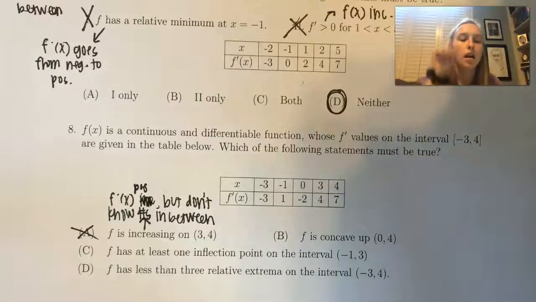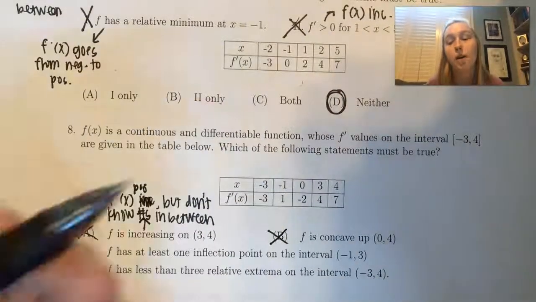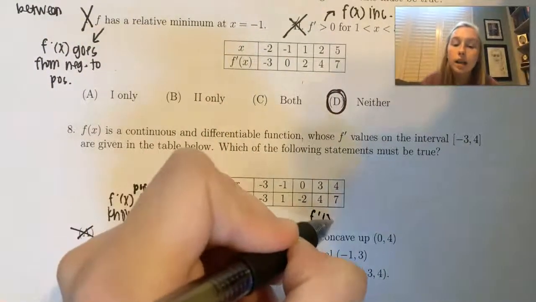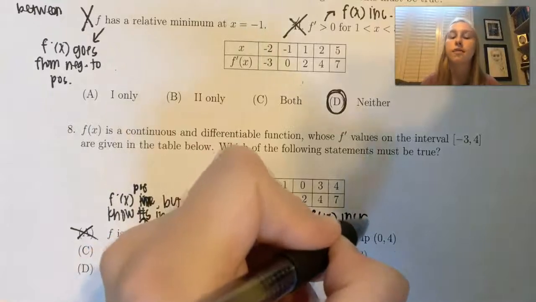Sorry for that mistake. If f is increasing, then f prime is positive. It does not have to be increasing. For f to be concave up, f prime has to be increasing. And it looks like it is, because it goes from -2 to 4 to 7.